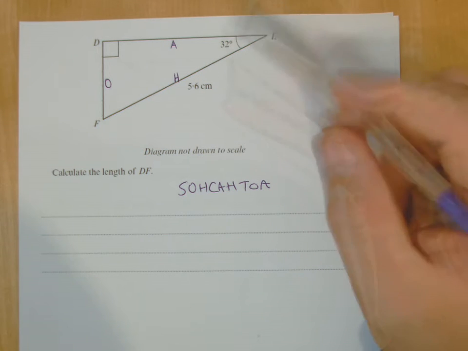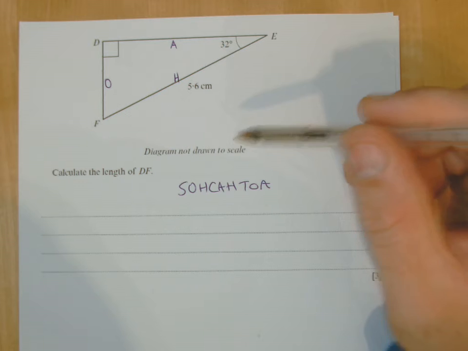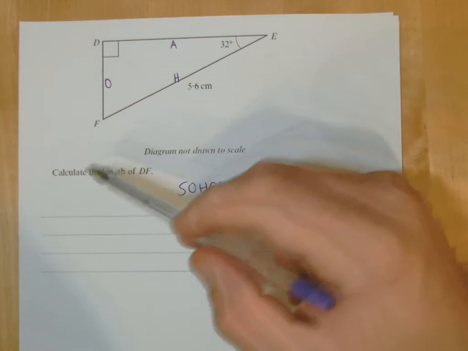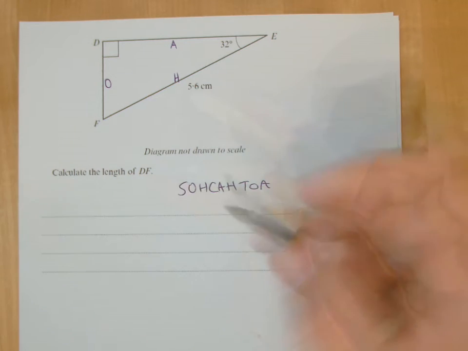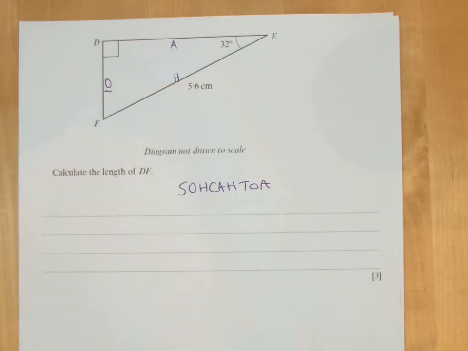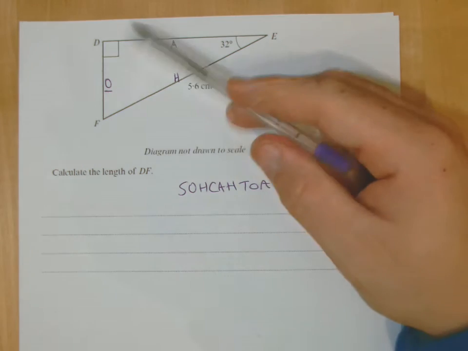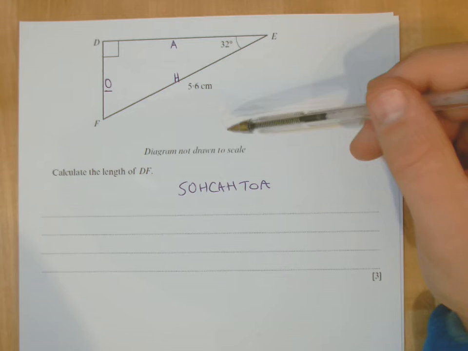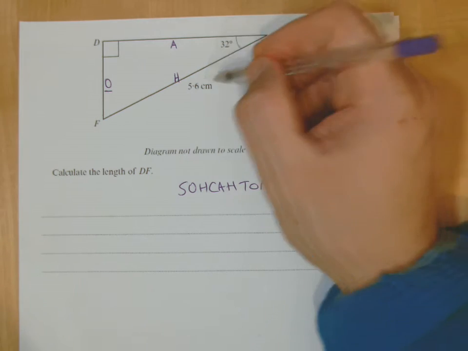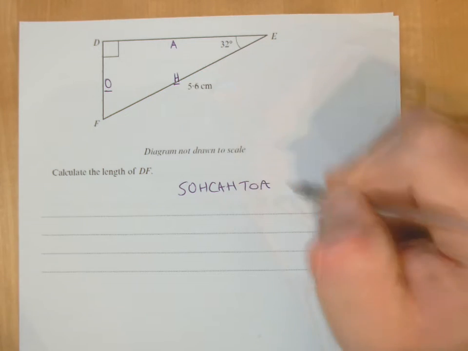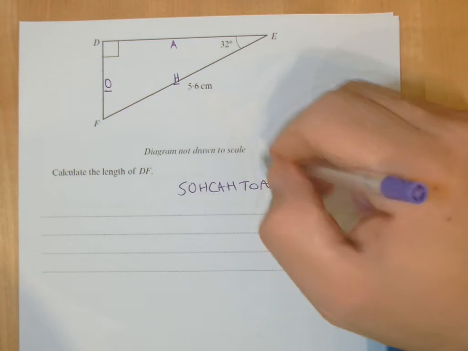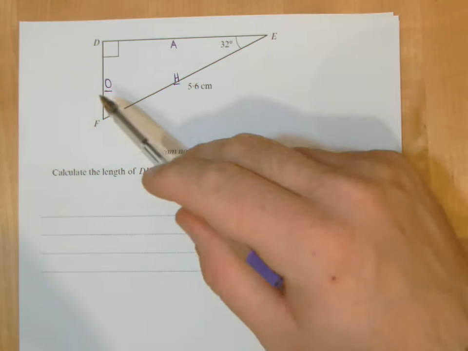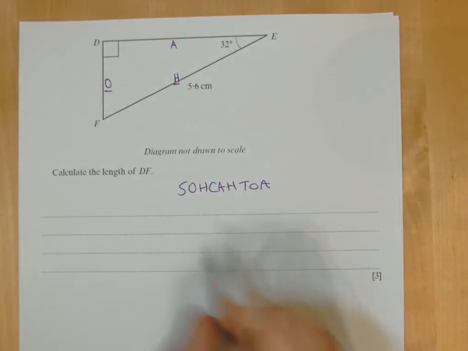What you do then is underline the sides that we can use in SOHCAHTOA. Now they want us to calculate the length of DF, so I'm going to underline the O there, because that's the side I want. I want to work out DF. And I'm also going to underline H, because I know H and I can use that information in my question. So O and H.